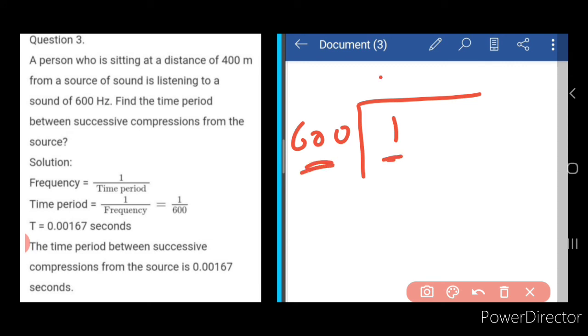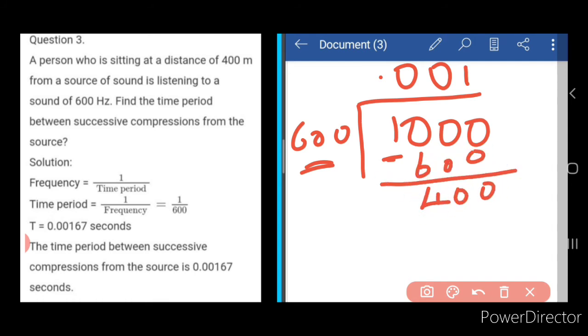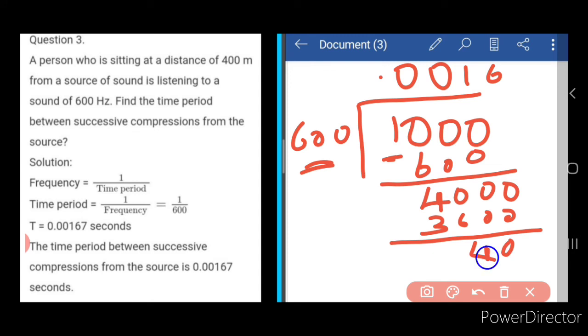Now I'll keep in decimal and add a 0. Again, it is lesser, so I'll add 2 zeros, right? So 600 ones are 600. So what will be the remainder? 400. Right? Since I've taken in decimal, I can add a 0 here. So this is 6 times. 6 6s are 36, so 600. Again I'll get 400, right? Now again I can add one more 0. Now this goes on, so it will go as 0.001666. It goes on, isn't it?